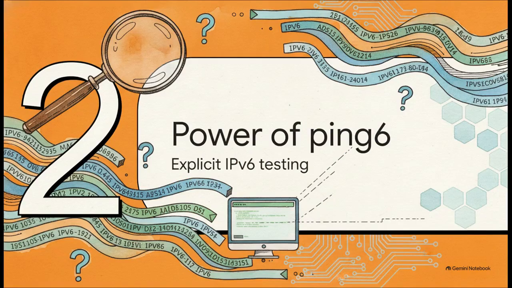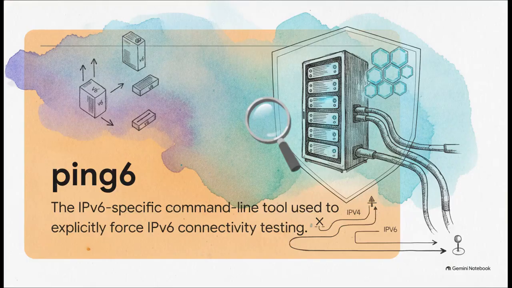Moving on to Section 2, the power of Ping 6. Time to pull out our first magnifying glass. While the modern ping command on your terminal might handle both protocols automatically, Ping 6 is your precision instrument. It explicitly forces IPv6 connectivity testing. It bypasses IPv4 entirely. When you fire up Ping 6, you are guaranteeing that you are investigating the IPv6 layer. No false positives from some sneaky fallback to IPv4.